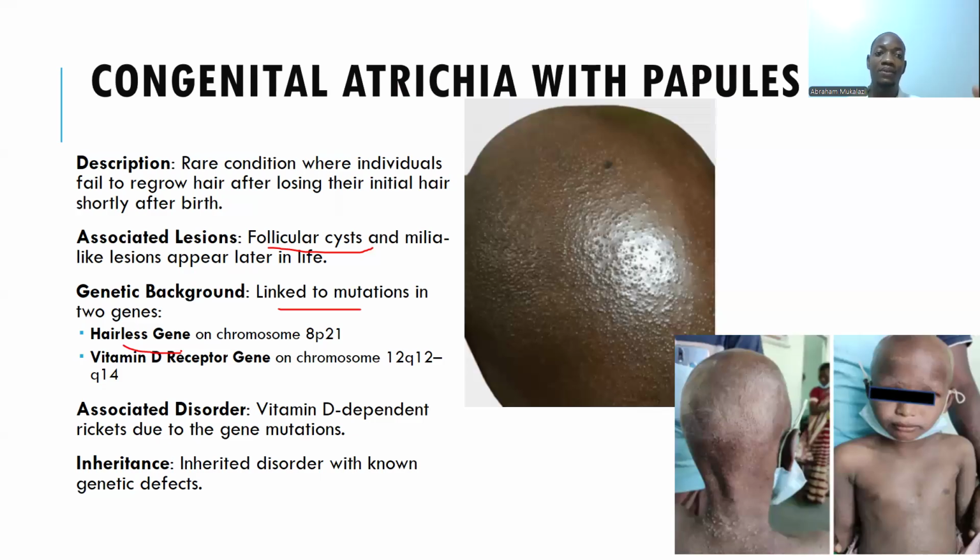It has also been associated with other disorders, especially vitamin D dependent rickets, due to the mutation in the vitamin D receptor gene. You know, vitamin D is very important for the growth and development of bones as well as teeth. So someone who has a defect in the vitamin D receptor gene ends up with a defective receptor, meaning that they cannot respond to the orders from the vitamin D hormone. The inheritance pattern of this condition is not yet known. But what we know is that someone has a defect in these two genes, the hairless gene and the vitamin D receptor gene.